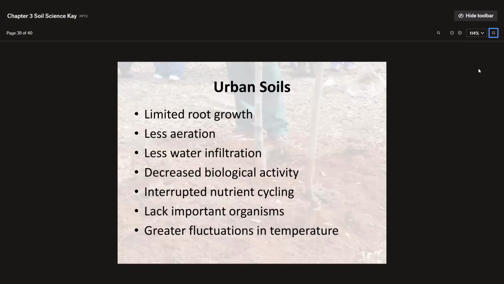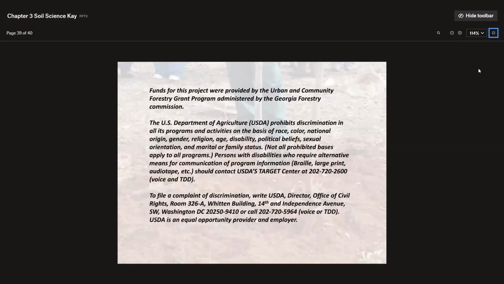It lacks important organisms. So we've gotten rid of a lot of those bugs. So there are greater fluctuations in temperature. Now add to all that the heat load with the sidewalk and the road and our roofs and our bricks and our siding. So we've changed everything about this soil in an urban situation. And that's it for soils.